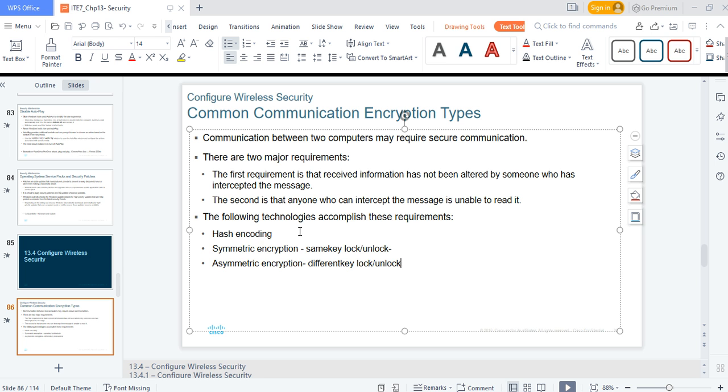For hash encoding you have MD5, SHA-256, you have several hashing encoding algorithms. So I think we're doing a module that is just for encryption, right?